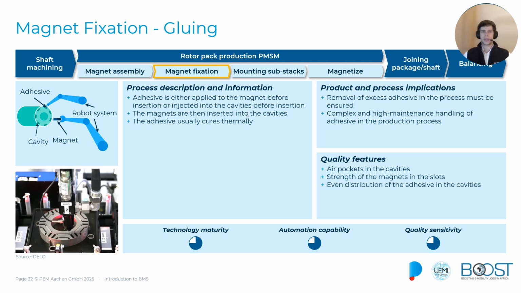So the process starts with cleaning the surface to ensure good adhesion. Then glue is applied to either the magnets or the slots, and the magnets are carefully positioned into their designated places. Once placed, the adhesive is allowed to cure, securing the magnets firmly in place and ensuring they remain stable during the rotor operation.